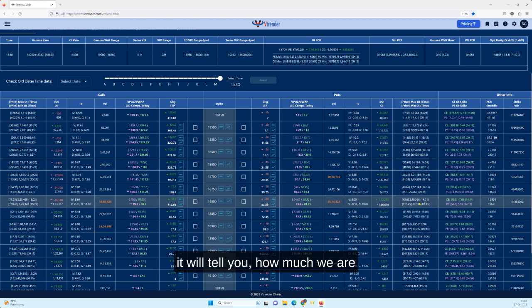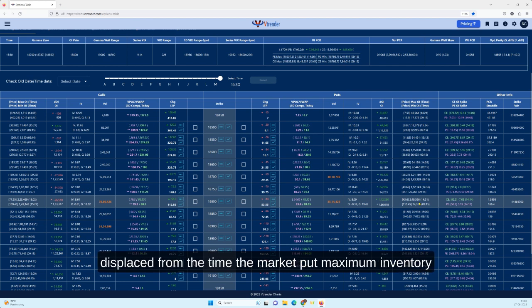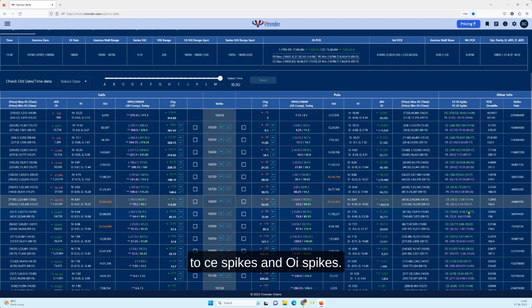It will tell you how much we are displaced from the time the market put maximum inventory in that particular instrument. And then finally coming down to CE spikes and OI spikes, these bits of information can tell you quickly how much the market is wanting to move during the day, and whether there was a particular time in the day where the market moved a lot. So I like to keep my focus on this time over here.